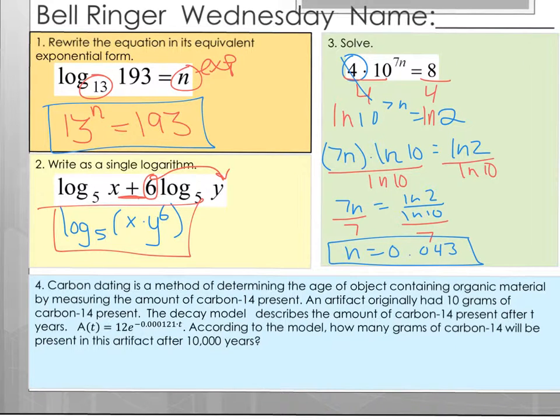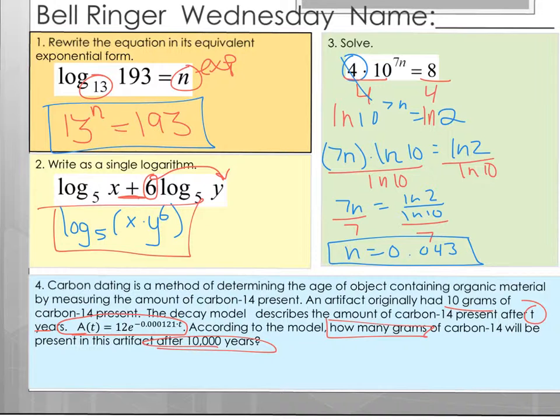On number 4, they say carbon dating is a method of determining the age of an object containing organic material by measuring the amount of carbon-14 present. An artifact originally had 10 grams of carbon-14 present. The decay model describes the amount of carbon-14 present after t years. And the equation's given there. According to this model, how many grams of carbon-14 will be present in this artifact after 10,000 years? So they want to know how many grams are left.